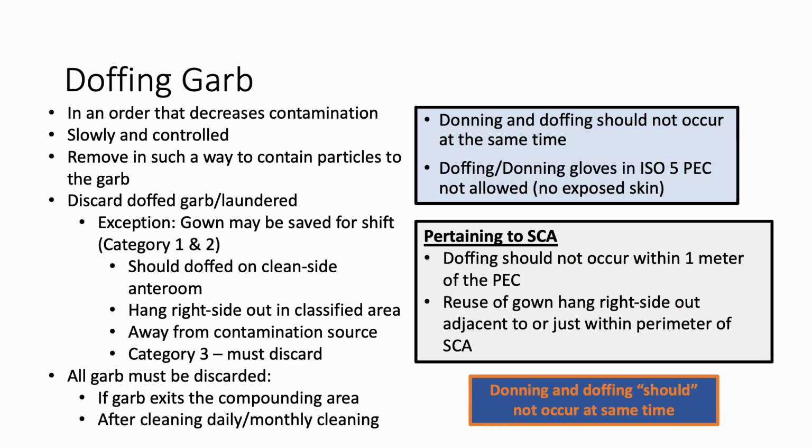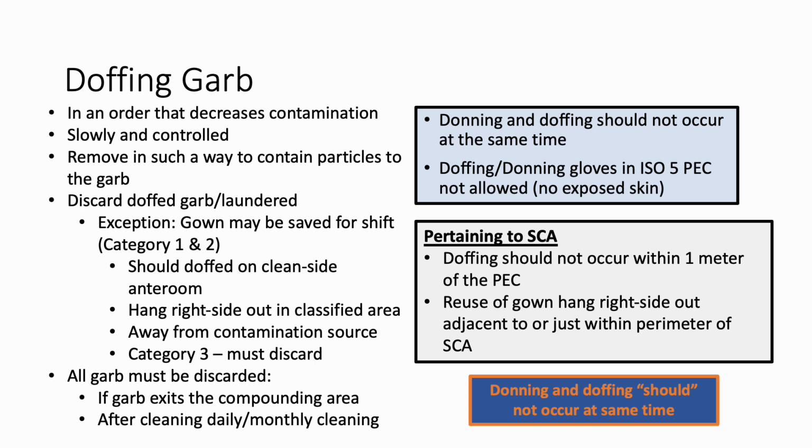Doffing garb is a very important process and needs to be outlined in your SOPs. And we need to remember that doffing is important because our garb contains microbes and skin particles that we're trying to keep from the environment. So we want to doff in a slow and controlled manner, usually removing garb right side out. We want to slowly roll it into a ball and then slowly discard it inside of a waste receptacle. Remember, when we doff garb, it all must be discarded.